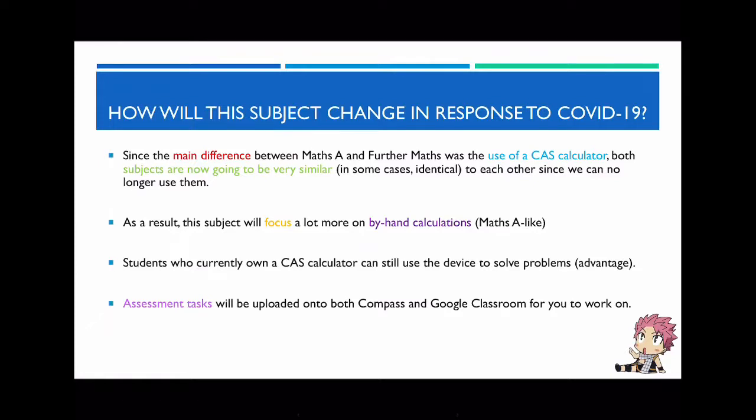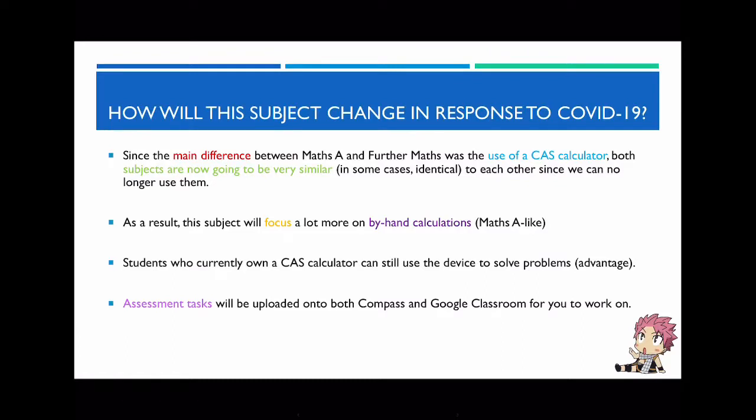As a result, I need to teach you the by-hand calculations, which I already do, but I teach you both ways, by hand as well as using the CAS calculator. Since we don't have the calculator, it's just going to be solving all the questions by hand, and this is going to be the same for your assessment tasks as well as your exams. By the end of this term and in the lead up to the exam, this subject and Maths A are going to be pretty much identical in terms of the topics we cover, since there is an algebra approach focus for both of these subjects.